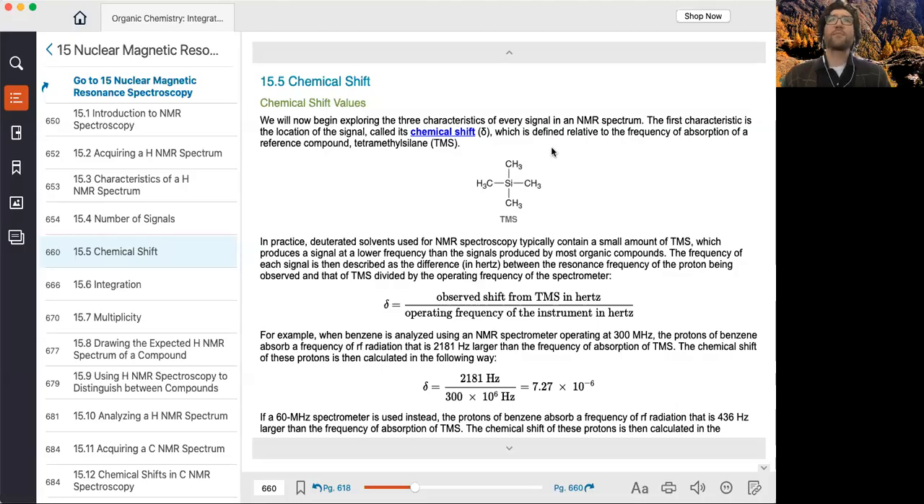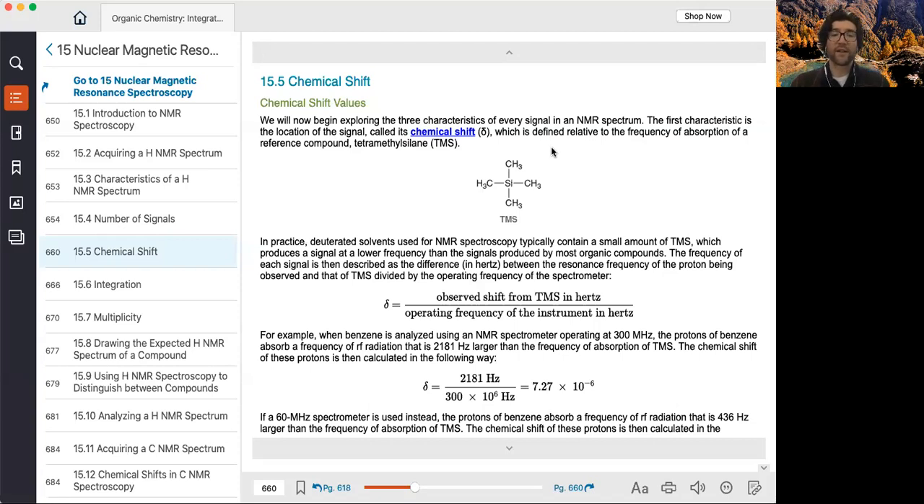This is section 15.5 on chemical shift in NMR spectroscopy. So we talked already about number of signals, but now we're going to talk about the chemical shift, which is the relative placement of the signals that we observe in the NMR spectrum. So the chemical shift is typically called delta.